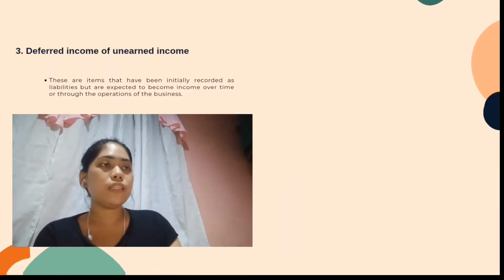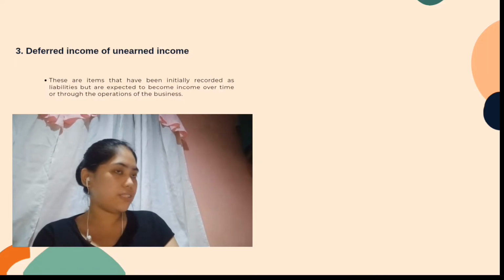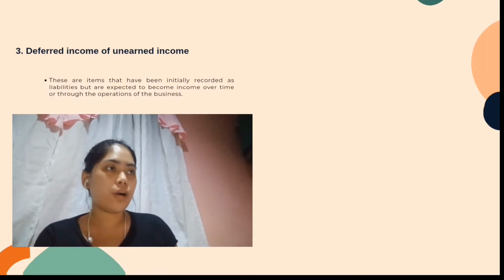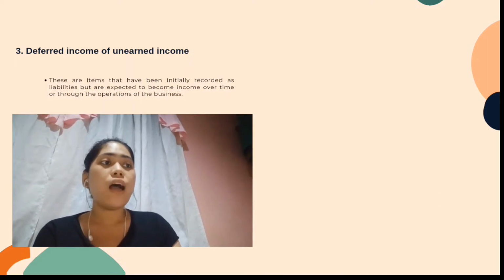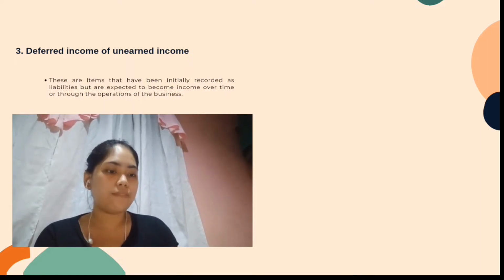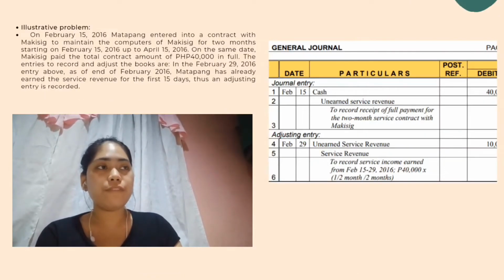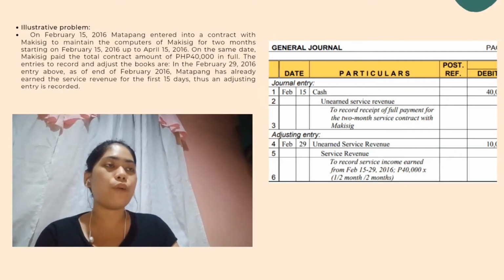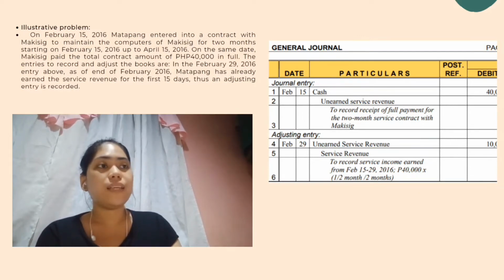Next, the third source of adjusting entries is the deferred income or unearned income. These are items that have been initially recorded as liabilities but are expected to become income over time or through the operation of the business. The illustrative problem: on February 15, 2016, Matapang entered into a contract with Makisig to maintain the computers of Makisig for 2 months, starting on February 15, 2016 up to April 15, 2016. On the same date, Makisig paid the total contract amount of 40,000 pesos in full.